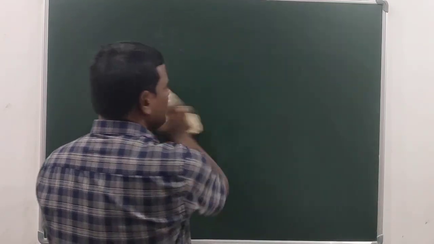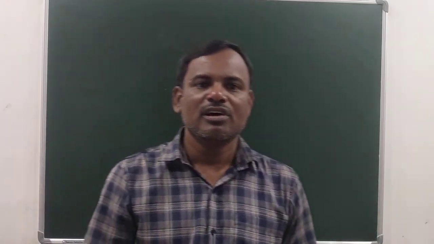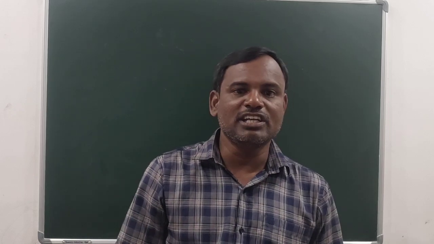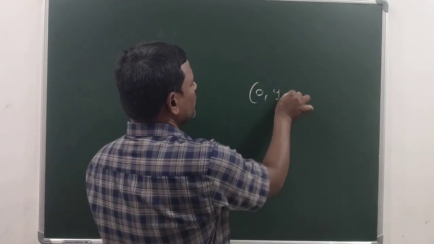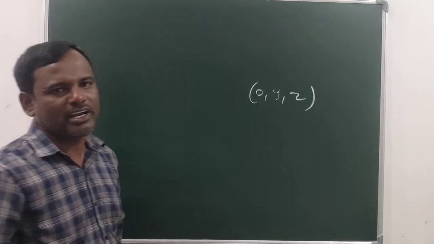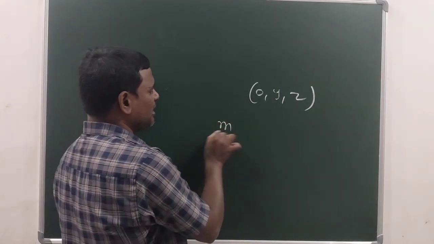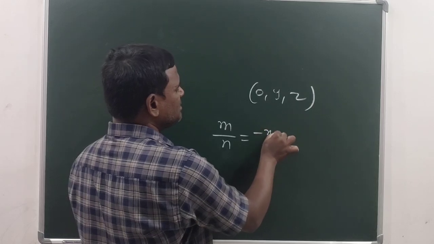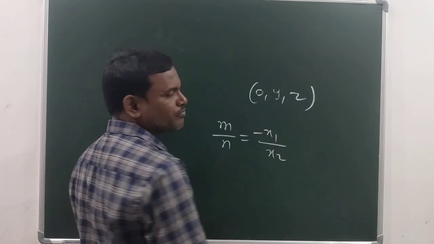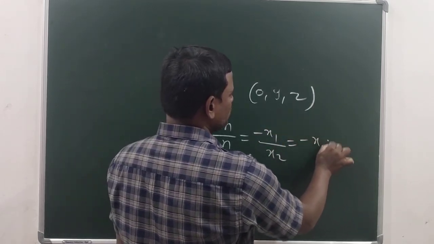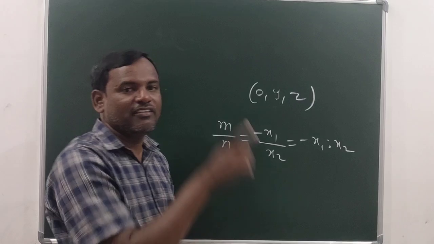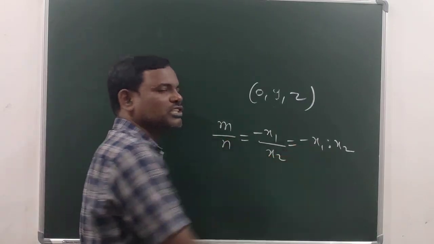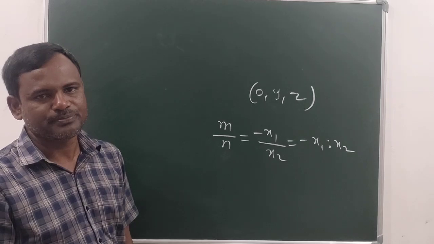In the same manner, at what ratio does the yz plane divide the line joining AB? On the yz plane, the x coordinate of every point is equal to 0. We take the x coordinate in the section formula, so you will get m by n is equal to minus x1 by x2, which is nothing but minus x1 is to x2. At what ratio does the yz plane divide the line joining AB? Minus x1 is to x2.